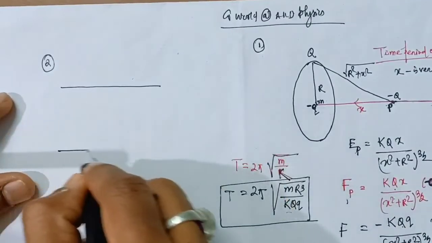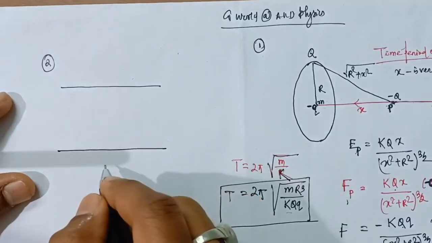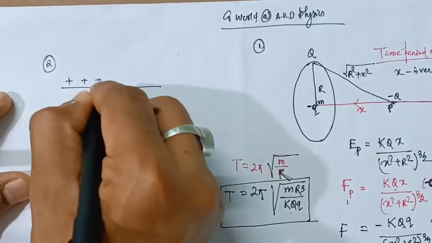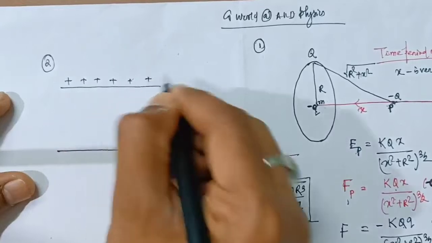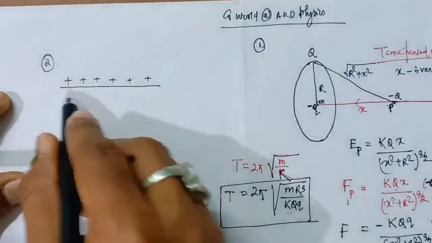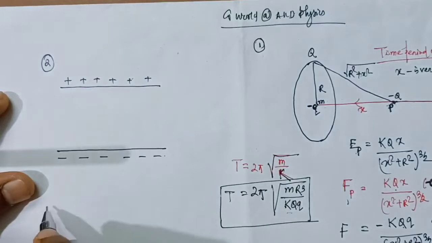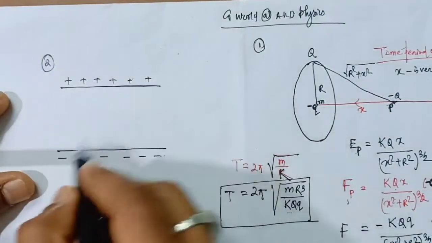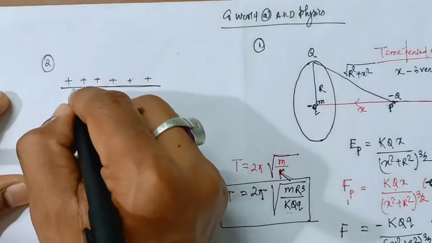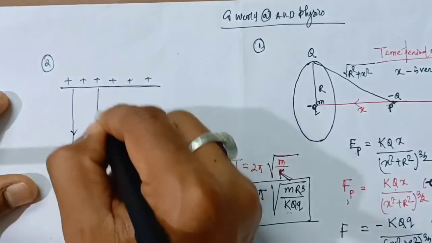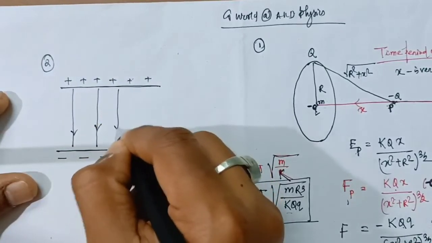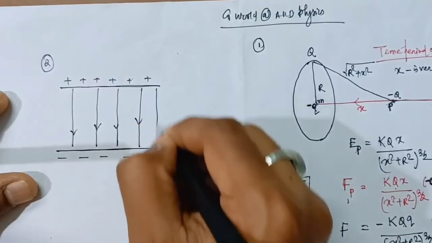These are two plates. You will say this is the positive plate and this is the negative plate. Positive charges are uniformly distributed here, and negative charges are uniformly distributed here. Due to this, the direction of the electric field will be like this, because the electric field is always from positive to negative.